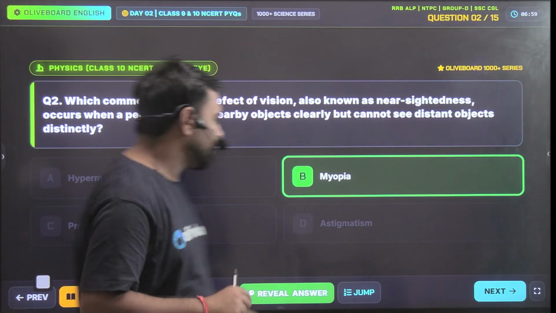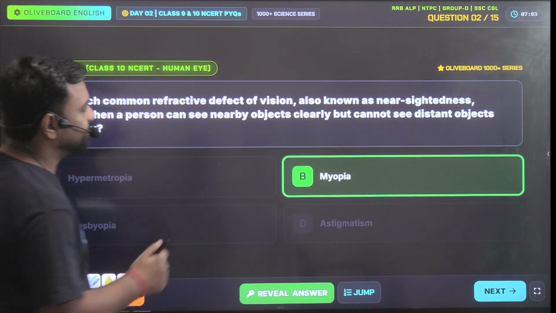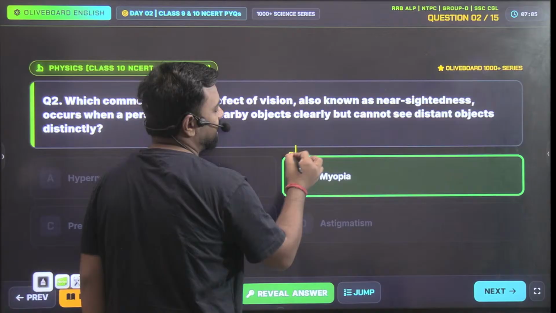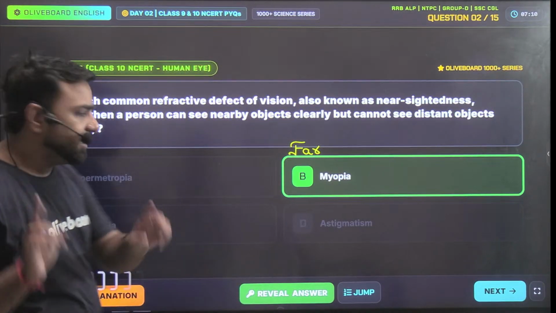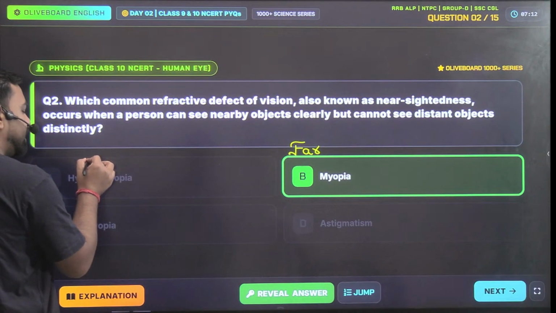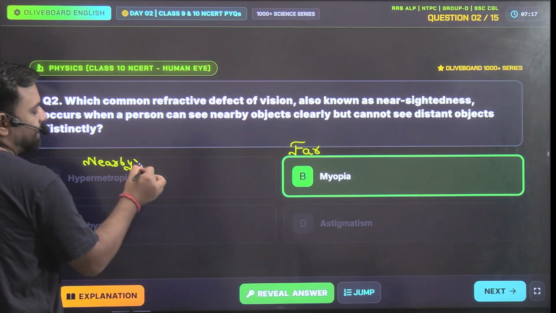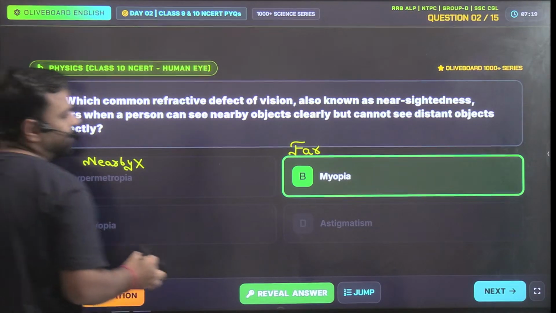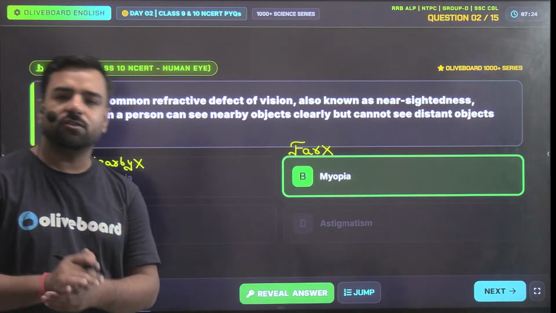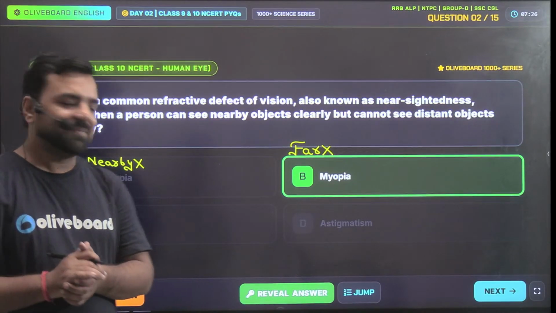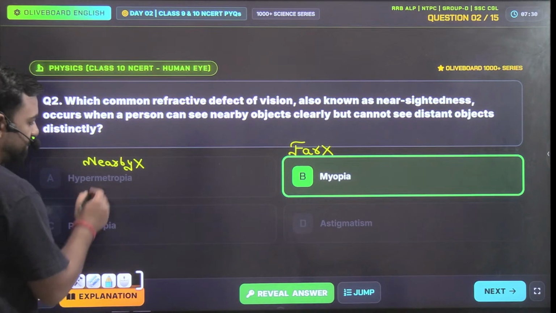One more thing, guys. In the case of myopia, we are unable to see far away objects clearly, so we need to use some sort of lens. In the case of hypermetropia, we are unable to see nearby objects clearly. So nearby objects cannot be seen in the case of hypermetropia, and far objects cannot be seen in the case of myopia. I have a trick again. I'll write those particular words.